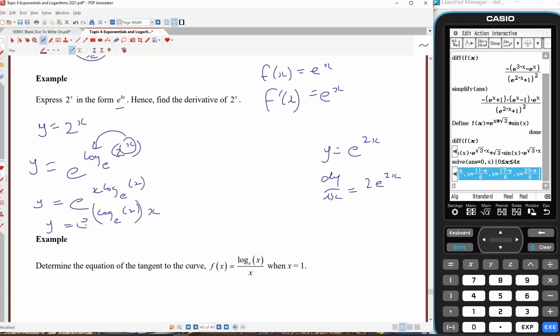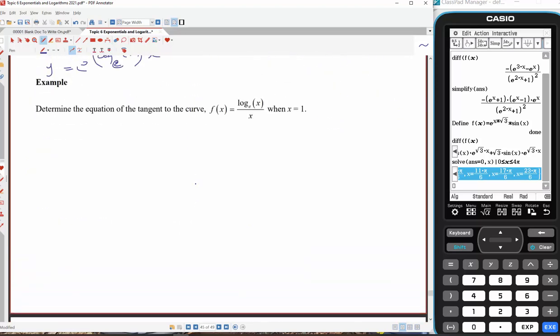So this is e to the log e 2, that should be an e if you can't read it, times x. So dy/dx is therefore going to be this thing here going out the front, log e 2, times e to the (log e 2) x. All right, so it's as simple as that, and there's our derivative.